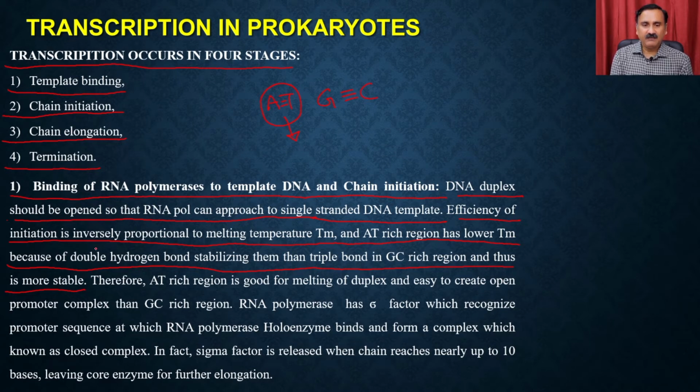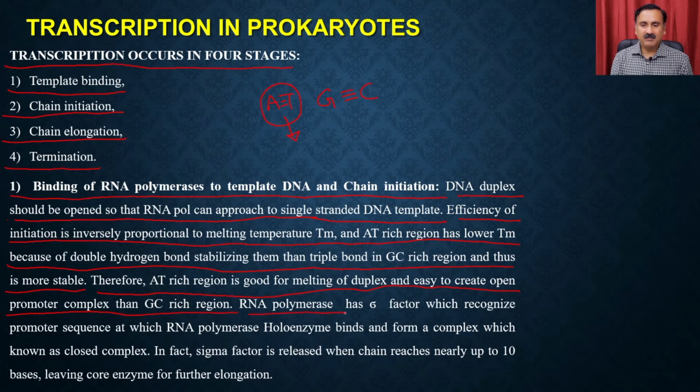The efficiency of initiation is inversely proportional to the melting temperature, and the AT rich region has a lower Tm because of the double hydrogen bonding stabilization compared to the GC rich region. Therefore, the AT rich region is good for melting the duplex and it is easier to create the open promoter complex than in the GC rich region.